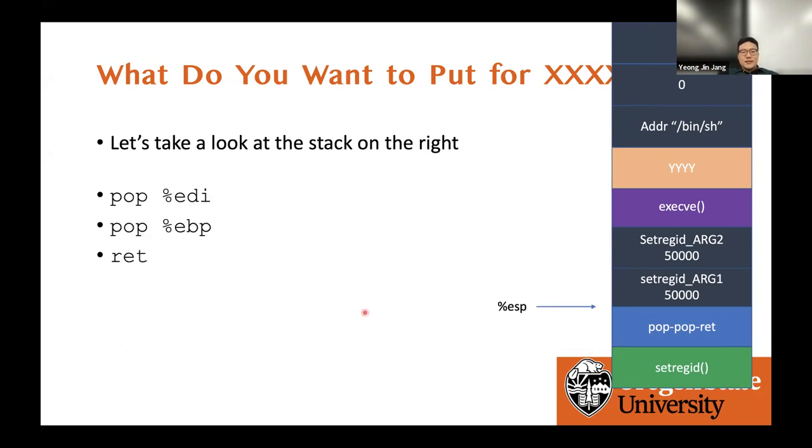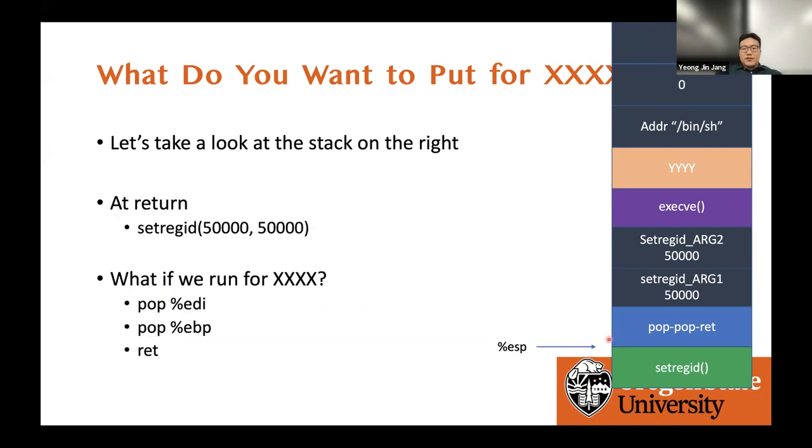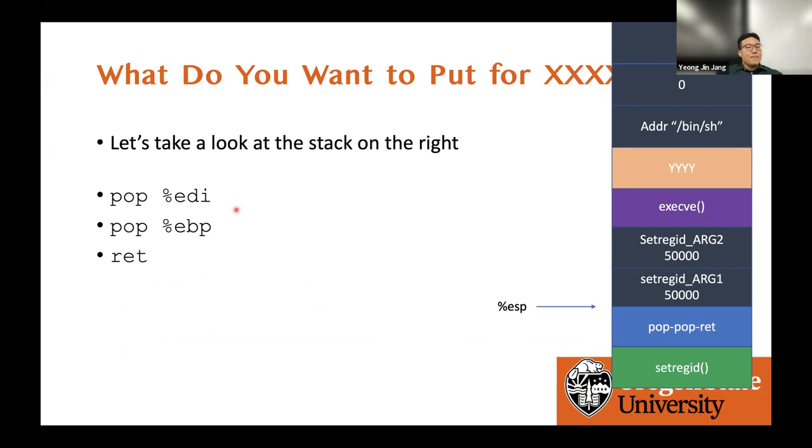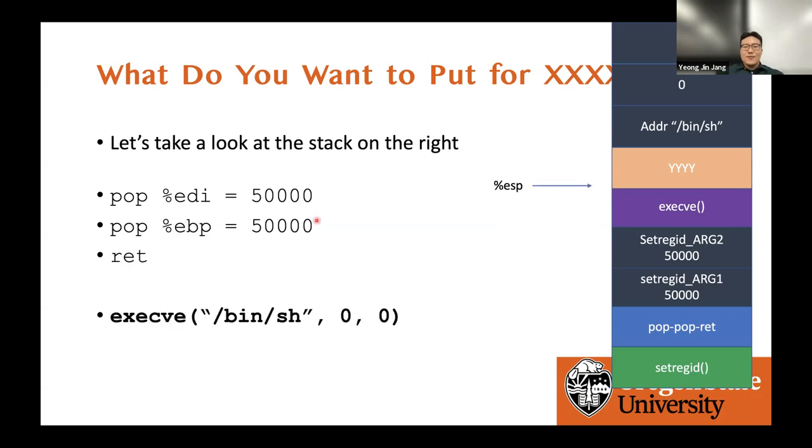Let's take a look. Suppose we return to where the pop pop return is. Then it will pop 50000, and pop 50000 again. So it will change the values of EDI and EBP, but we don't care. And then at the return, where should it return? Exactly, execve. And then we can freely set any kind of argument here, right?